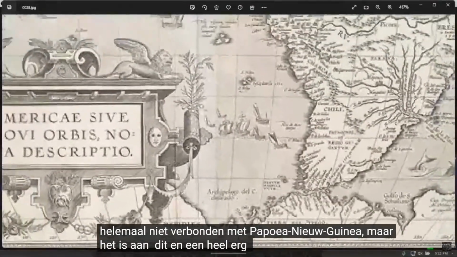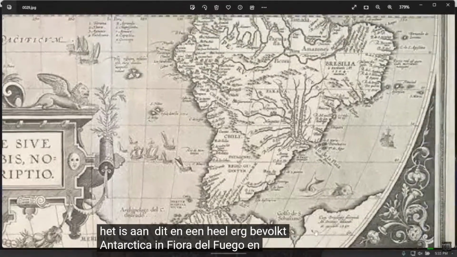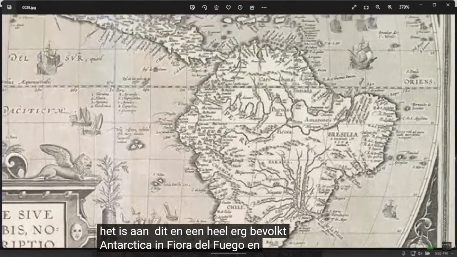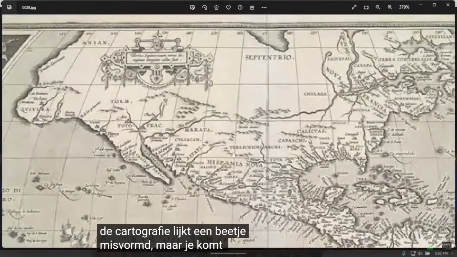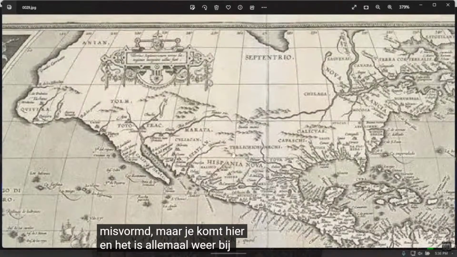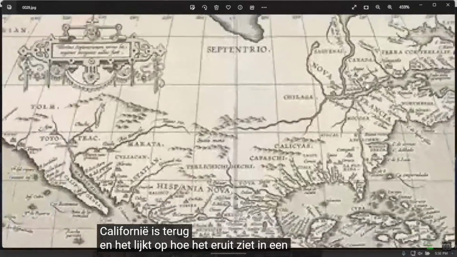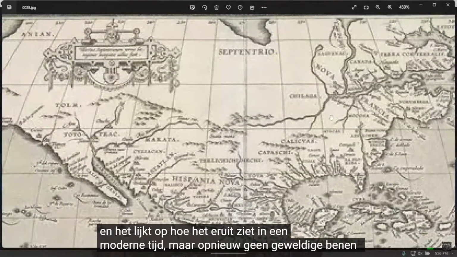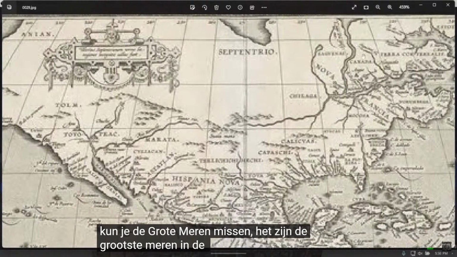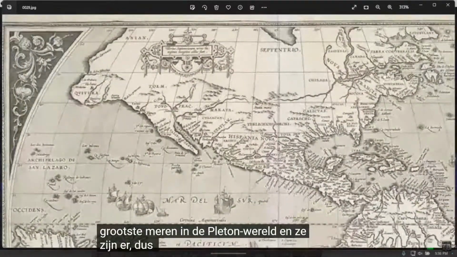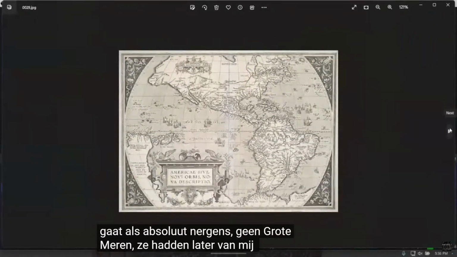And very, very populated Antarctica down in Tierra del Fuego, and the cartography seems to be a bit misshapen, but you get it here and it's all back together again. So California's back and it resembles what it looks like in the modern day, but again, no Great Lakes. How can you miss the Great Lakes? They're the biggest lakes in the bleeding world, and they're there. So, yeah, River St. Lawrence goes absolutely nowhere. No Great Lakes. They could have been later mining operations.